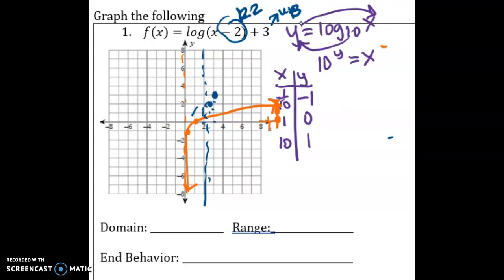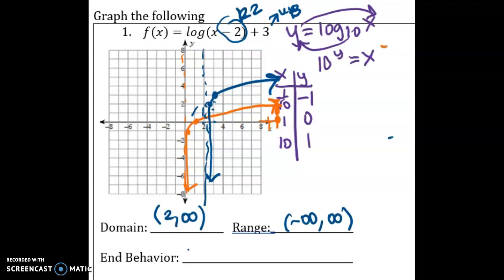This one is just way off the grid, so I'm going to cheat a little bit and say we're like that. Okay. Our domain is from 2 to infinity. Our range is -infinity to infinity. And then our end behavior, the limit as x approaches infinity of my function is infinity. And then the limit as x approaches 2 from the positive side of f of x is also -infinity.